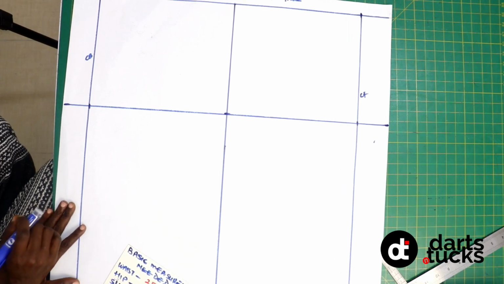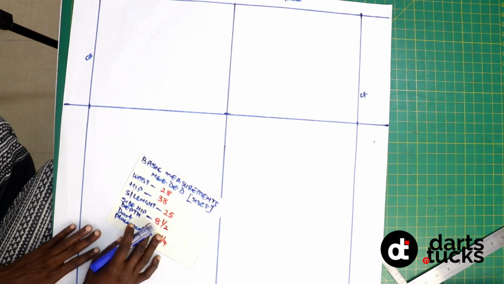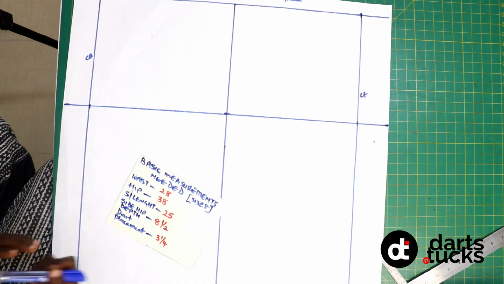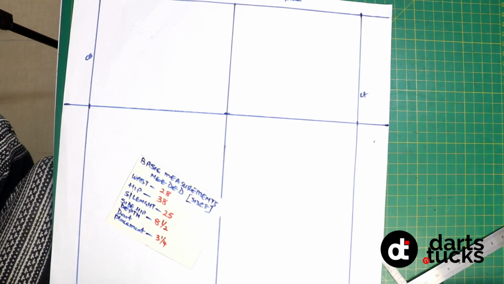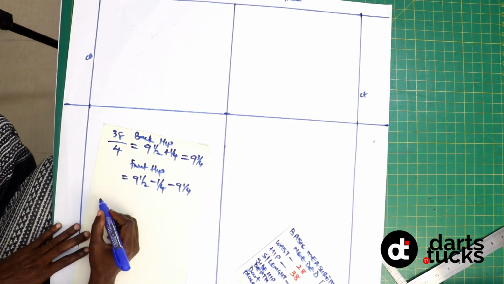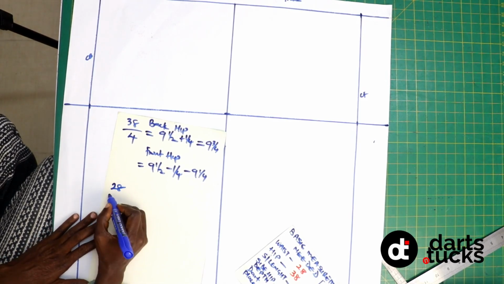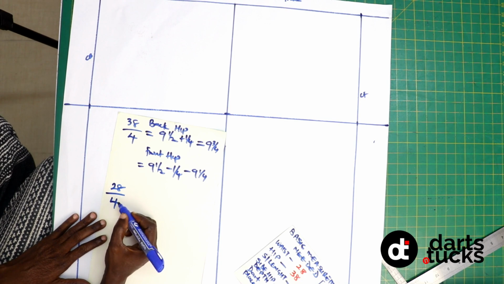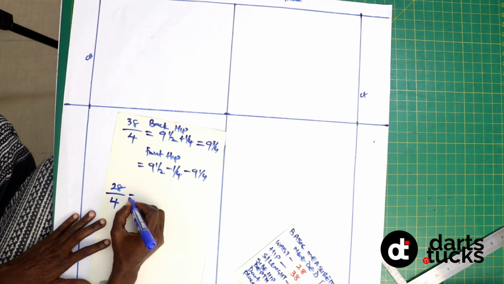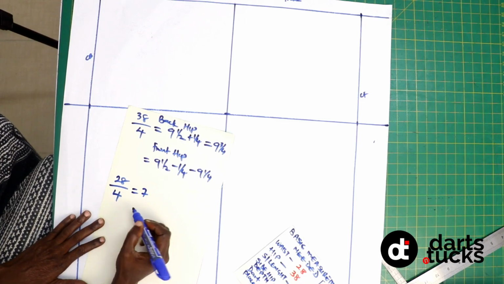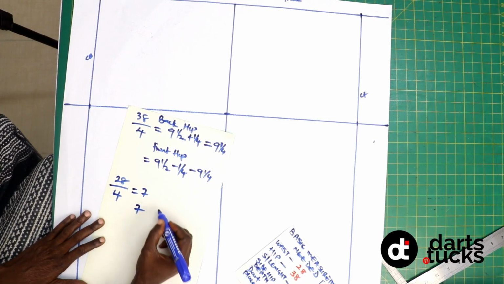So for the waist measurement, I said our waist measurement for this size is 28 inches. So I'm also going to be dividing the waist measurement into 4. So 28 divided by 4. Okay. 28 divided by 4 gives us 7. So this 7 now, I'm going to take this 7 for the front.